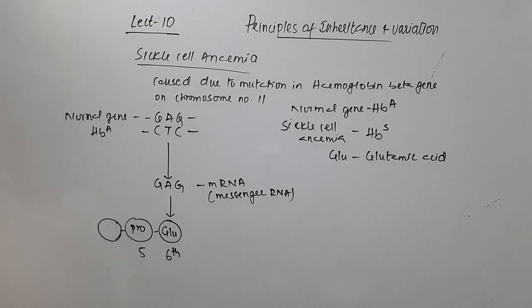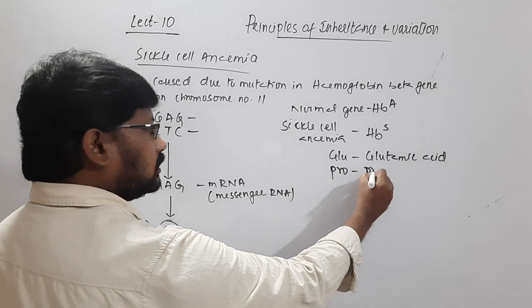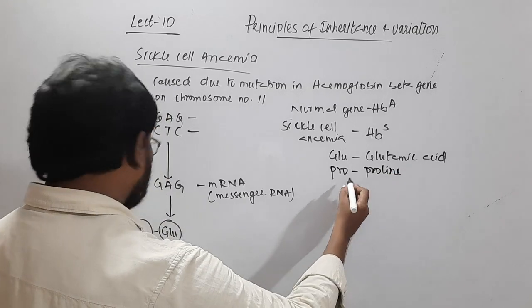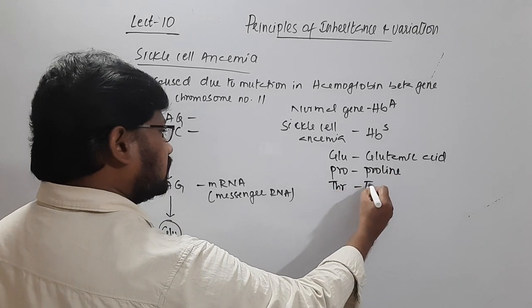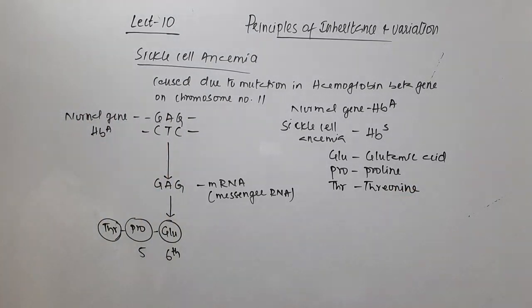Now coming to the fifth one, we see here there is proline, so this is the fifth amino acid. Then the fourth one we have threonine. I just mentioned PRO, it is proline, an amino acid. THR stands for threonine, another amino acid. And then leucine is another amino acid.